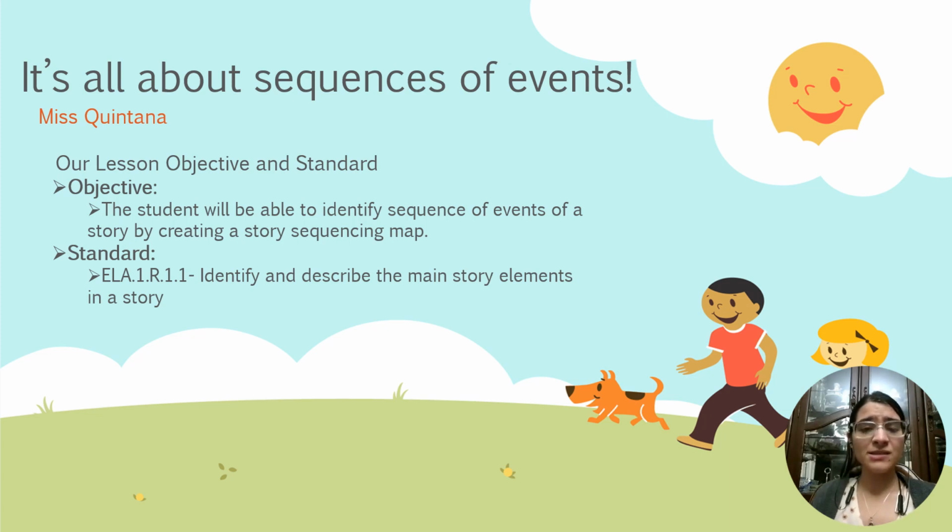These are our lesson objectives and standard. The objective is the student will be able to identify sequences of events of a story by creating a story sequencing map. The standard is identify and describe the main story element in a story.